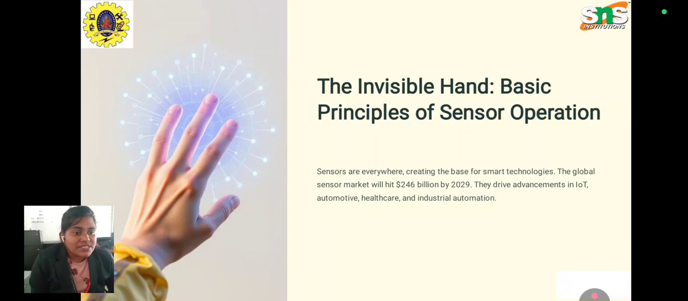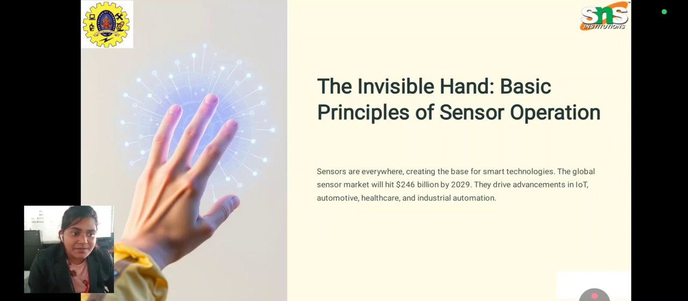Sensors are the invisible hand behind many of our smart technologies, from smart homes to smart factories. They are helping us bridge the physical world with the digital one. In this session, we will explore what sensors are, how they work, the key types, and why they are used. So first of all, what is a sensor?